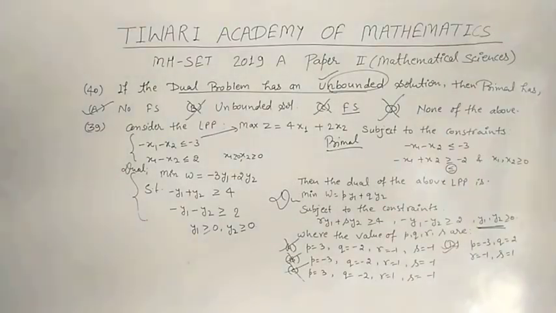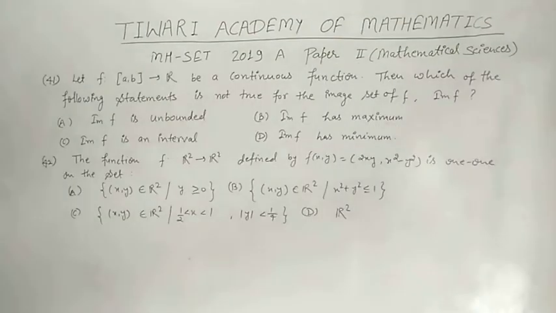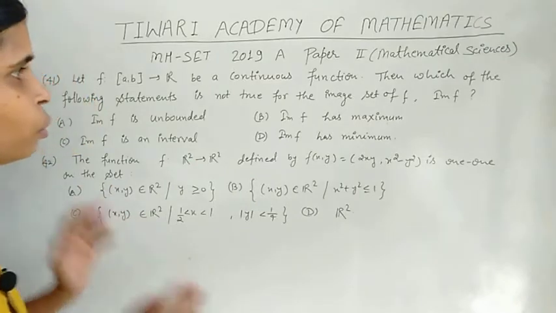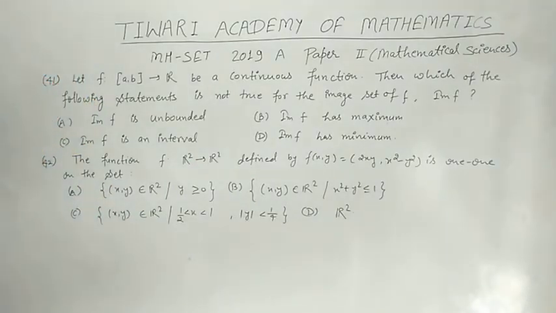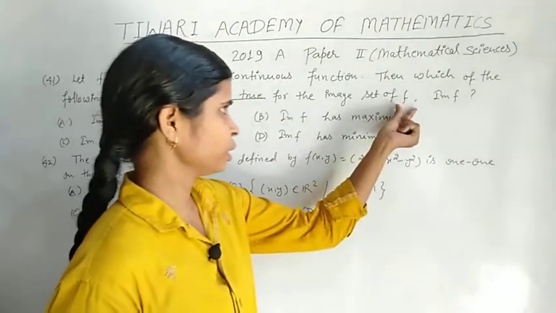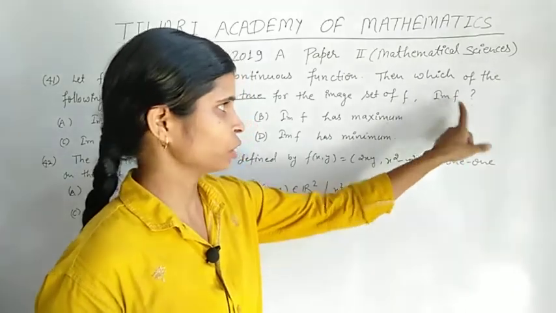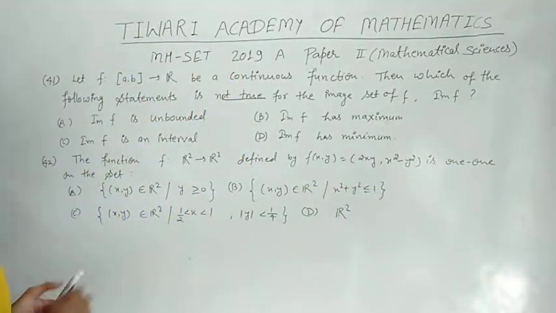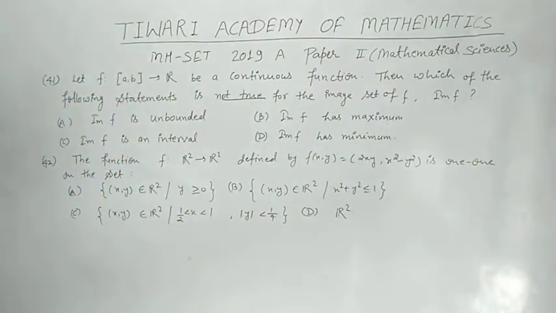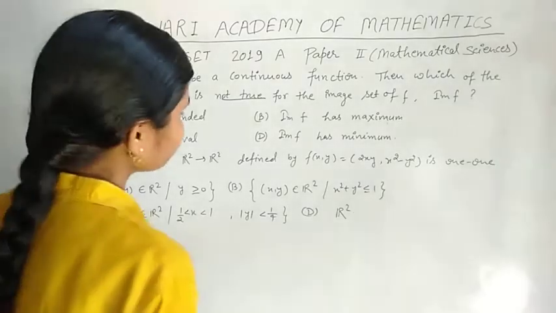Next question, question number 41 and question number 42. Let f from the closed interval [a, b] to the real numbers be a continuous function. Which of the following statements is not true for the image set of f? The notation of the image set of f is this. Option one, the image of f is unbounded; the image of f has a maximum; the image of f is an interval; the image of f has a minimum.